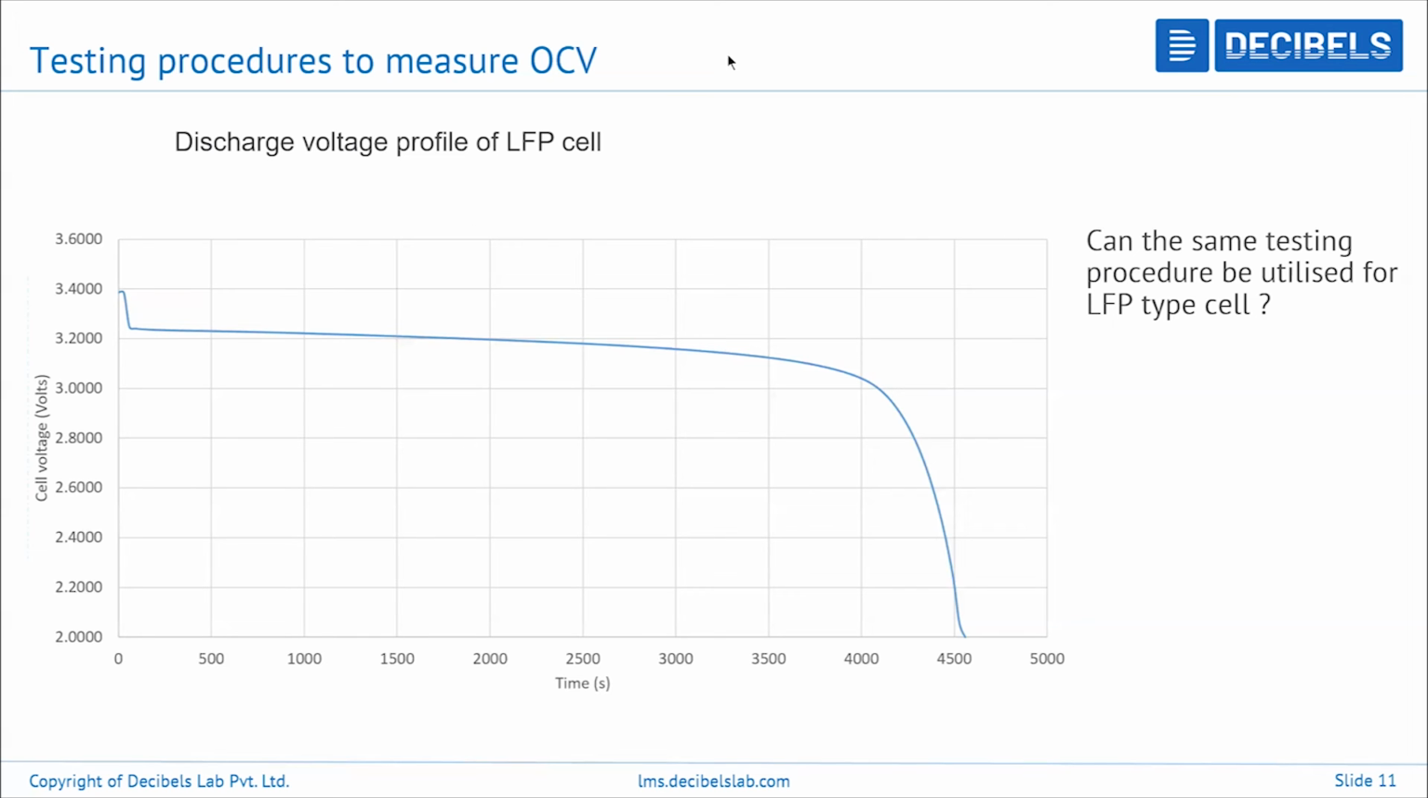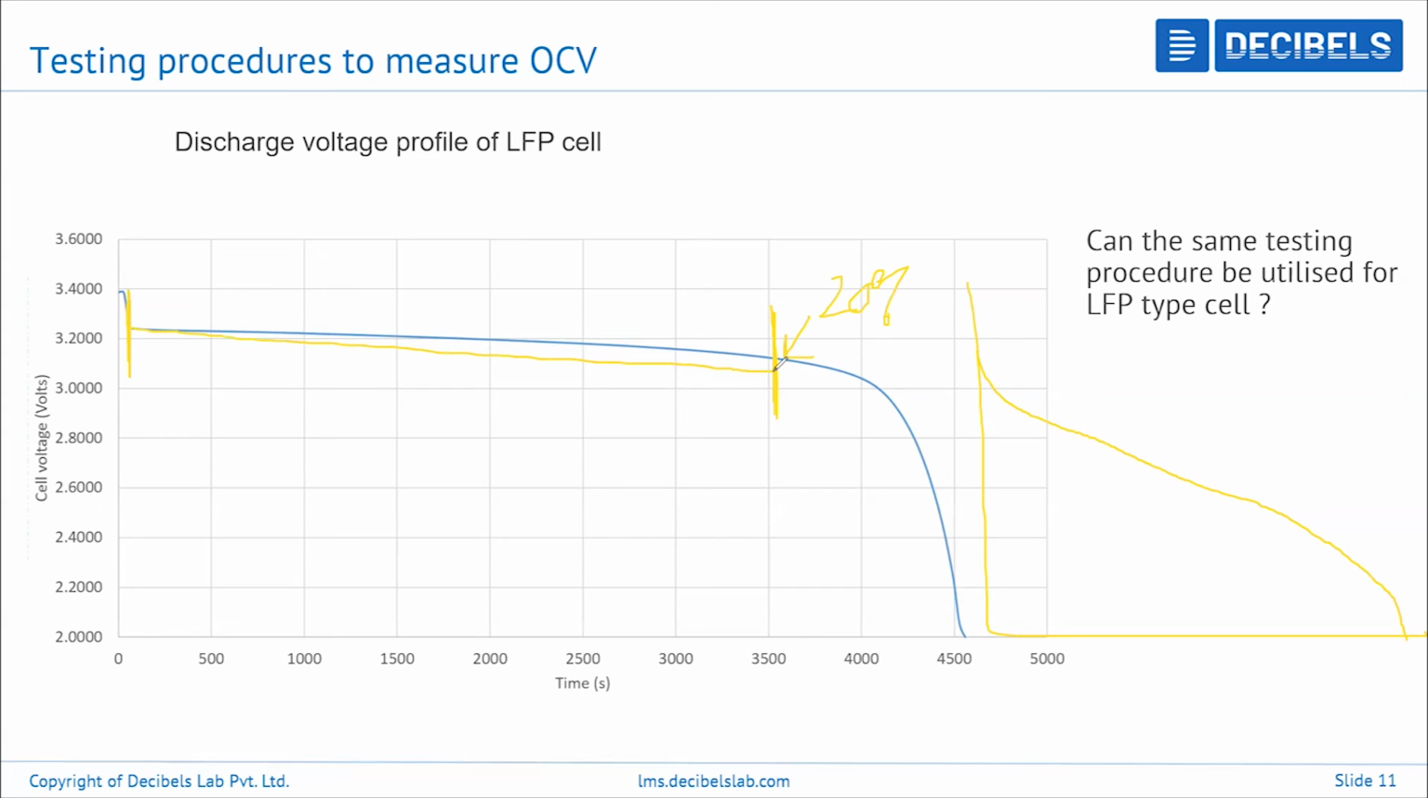What is the one thing that we observe here, which is vastly different from NMC? If you consider an NMC curve, you will notice that NMC has a slope. It looks something like this, but LFP is totally flat, pretty much from the start till almost the very end. Only after about 20% SOC or lower will you notice a sharp drop in the voltage. But pretty much till then, it's a flat line.